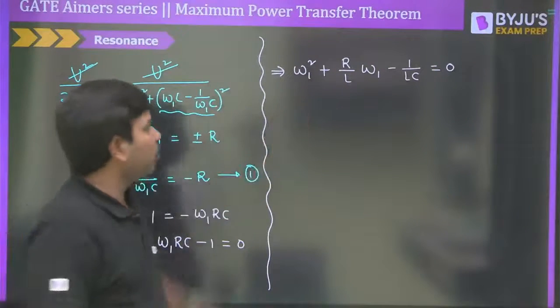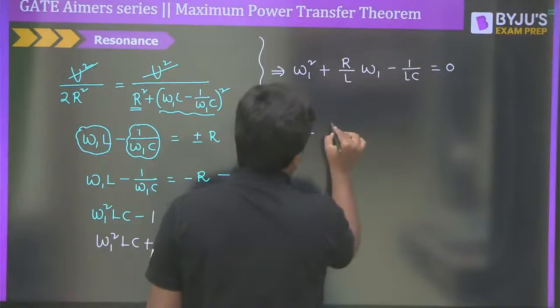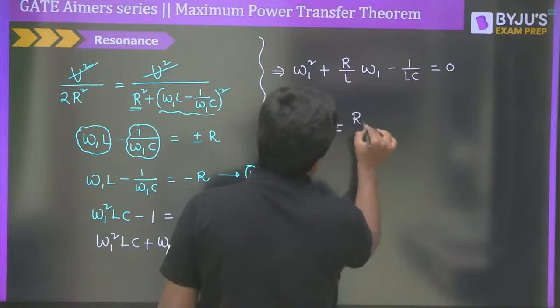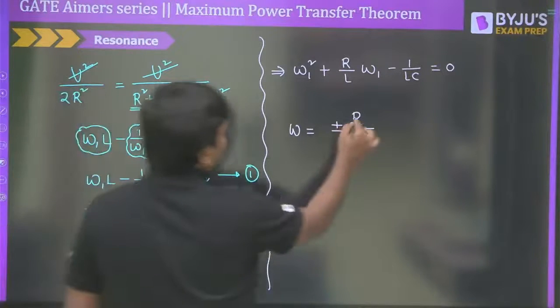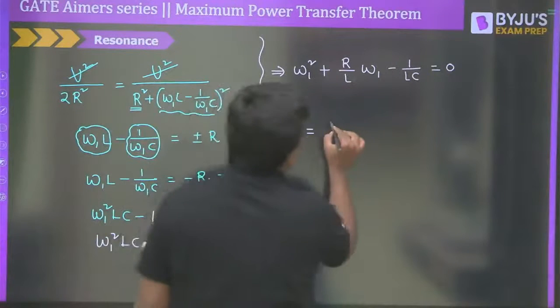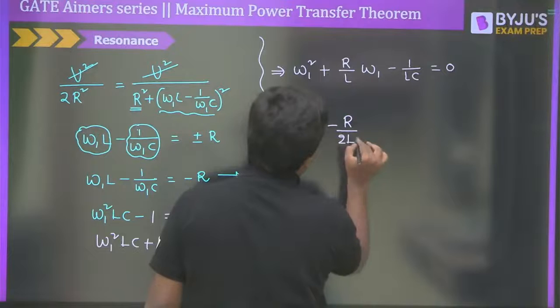If you solve the quadratic equation, omega 1 will come as minus B plus or minus, over 2A. So what are you going to get here? All of you please see here: minus R divided by 2 times L. Correct? 2 times L.